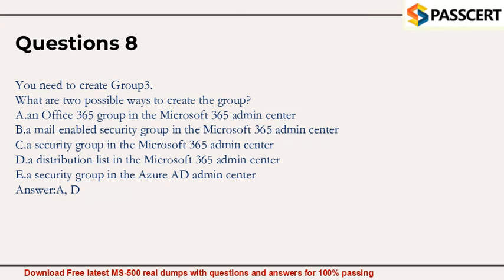Question 8. You need to create Group 3. What are two possible ways to create the group? A. An Office 365 group in the Microsoft 365 Admin Center. B. A mail-enabled security group in the Microsoft 365 Admin Center. C. A security group in the Microsoft 365 Admin Center. D. A distribution list in the Microsoft 365 Admin Center. E. A security group in the Azure AD Admin Center. Answer: A, D.